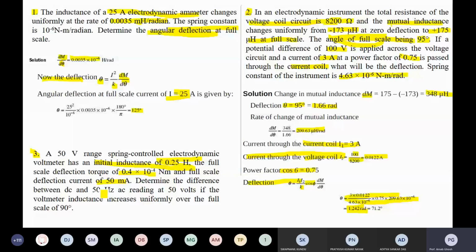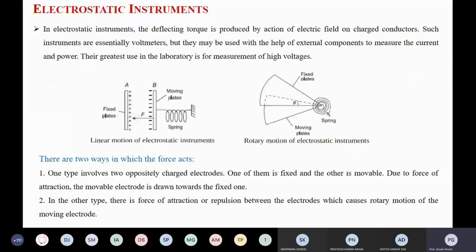I am just starting with the next topic, your electrostatic instrument. First I covered the PMMC instrument, then the MI type instrument, then the electrodynamic instrument. Finally I am going to discuss the electrostatic instrument. Two other instruments are also there: one is the induction type instrument and the other is the thermocouple type instrument. The thermocouple type instrument will be discussed in your sensor and transducer chapter, so I am not going to repeat the same thing. And the induction type instrument will be discussed in the energy meter chapter.